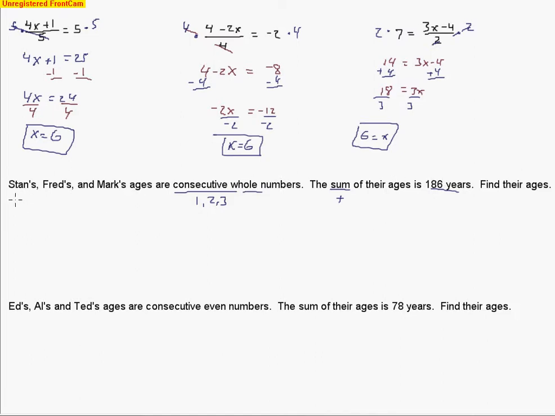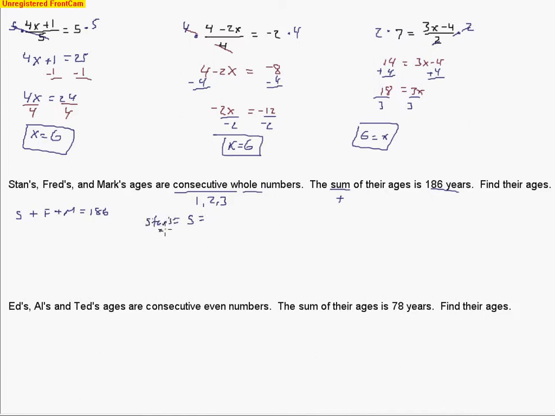Let's call Stan's age S, we got Fred's age F, and we got Mark's age M, and they're all adding together to equal 186 years. Now they're only 1 year apart. So instead of having 3 unknowns, which we have right here, we're going to make it so we only have 1 unknown. So we're going to write some expressions for some of these ages. So let's take Stan's age and say that equals S. S stands for Stan's age.